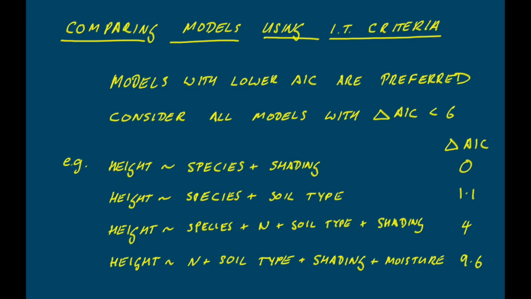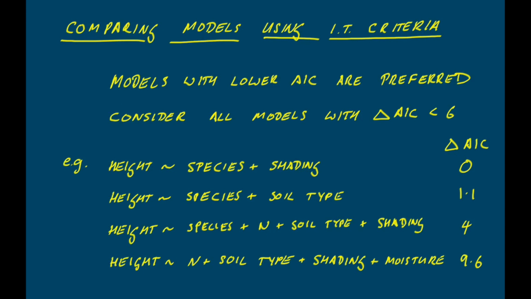Then we've got 2 other models which have values for delta AIC of less than 6. So we really have to consider all 3 of these models as being reasonably well supported as good models to describe what's going on in our data set. One thing you might see when you look at these models is that species features in all 3 of the models in the top set. On that basis, we might say that we've got really good support for the idea that species is important in determining the height of our plants.